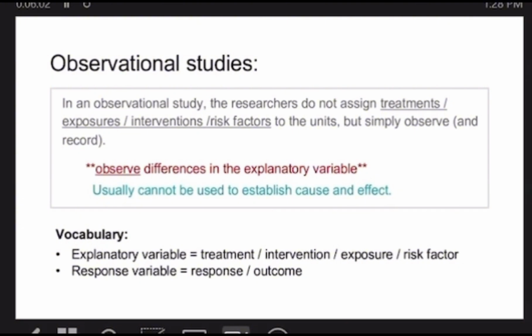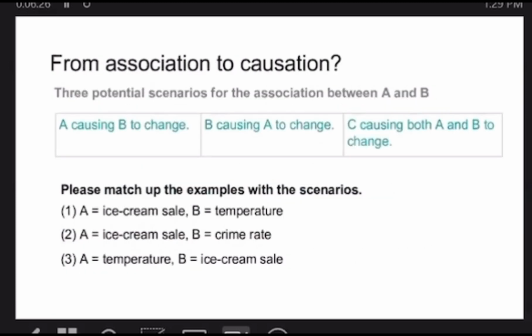So in the vocabulary, please, I need you to pay attention because when you are working with someone or you're giving statistical input or advice to a client, I think you need to watch out for what is explanatory variable and what is response variable. So take a look at that. Now, let's take a look at from association to causation.